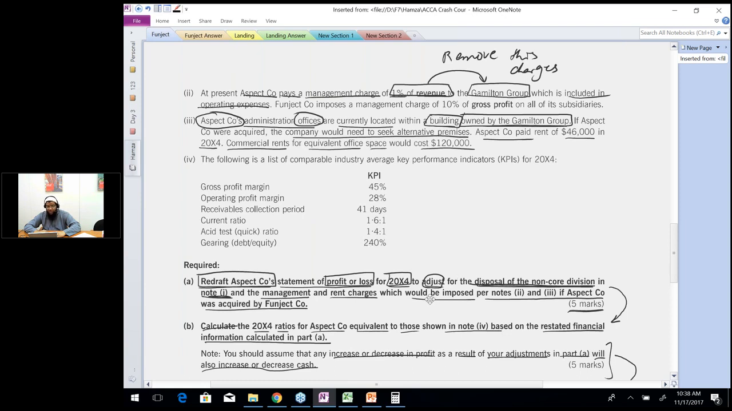high. So we have actually completed part A, that we have redrafted the profit or loss, adjusting for the disposal of the non-core division. We have removed the disposal of the non-core division, which is mentioned in note 1, and then we have charged the management and the rent charges according to notes 1 and 2. So part A requirement is complete.